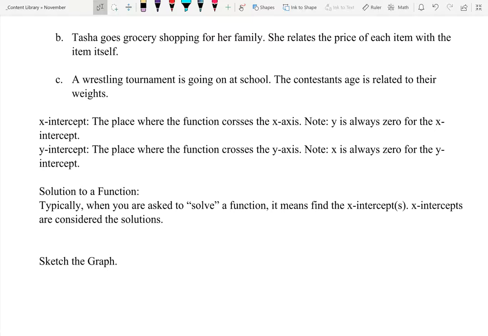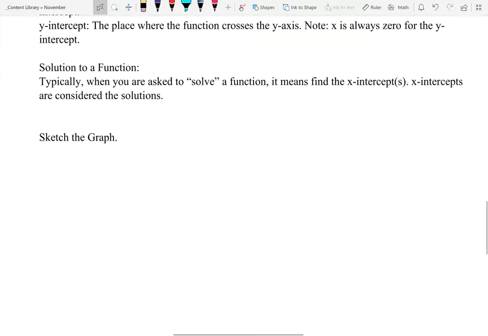And then lastly, solution to a function. A solution is typically when you're asked to find the solution to a function. If you ever see a problem that says solve this function or solve whatever, it's meaning find the function's x-intercepts. Okay, x-intercepts are often known as the solutions to a problem. So when it says solution, find the solution, or asks to solve, it's really asking you to find the x-intercepts. So just something to keep in mind as we move forward.